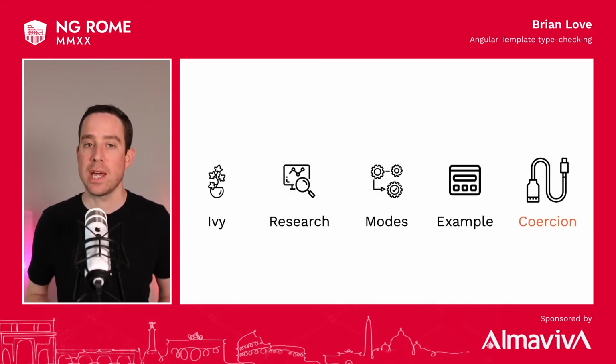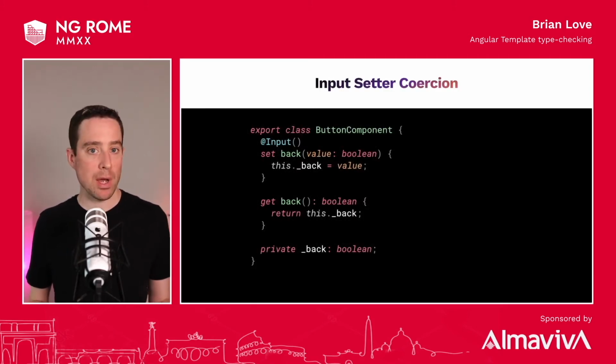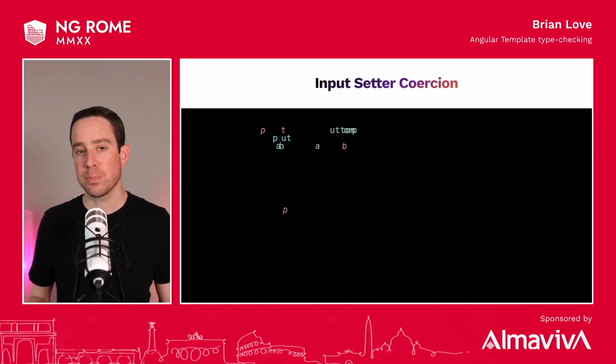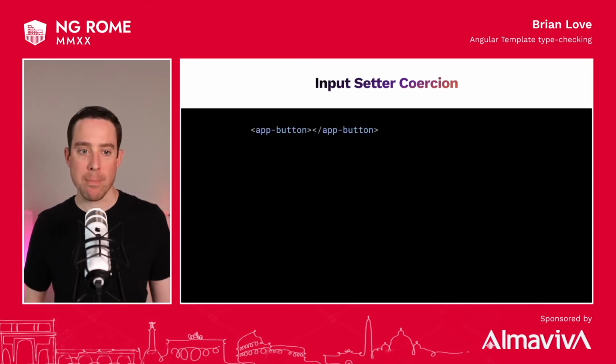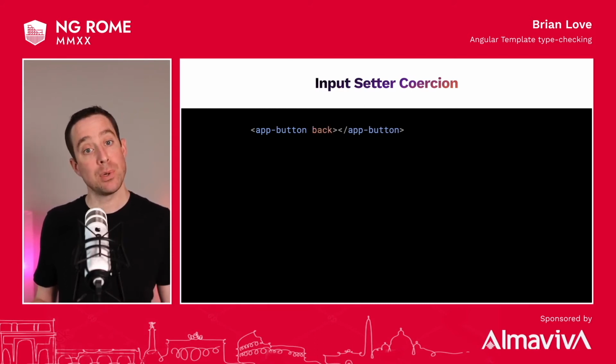Finally, let's take a look at input setter coercion. In this example, I've got a button component and I've got an input called back. Let's take a look at the implementation. Here I've got app-button and I'm displaying the button in my template. But what if I want to use that back to set the app button to be a back button? So what I might do is put a back attribute on that button.